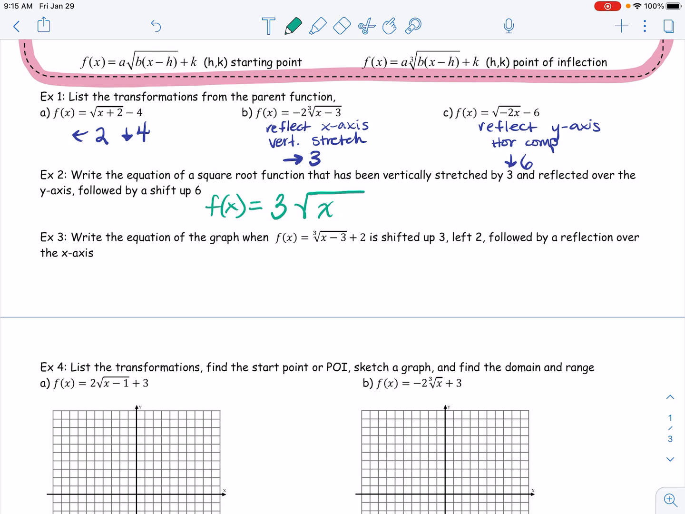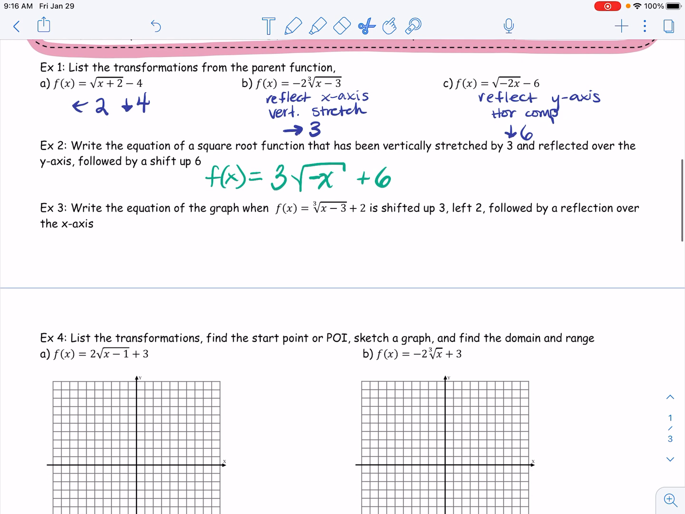Reflected over the y-axis means there's going to be a negative underneath that radical. And then followed by a shift up 6 means I have a plus 6 on the outside. We want to make sure we're not putting that underneath the radical. So even if you want to make that radical maybe just a little bit shorter, you can too. And that's it. Everything was in the correct order. We didn't have to distribute anything. So this is our final answer.